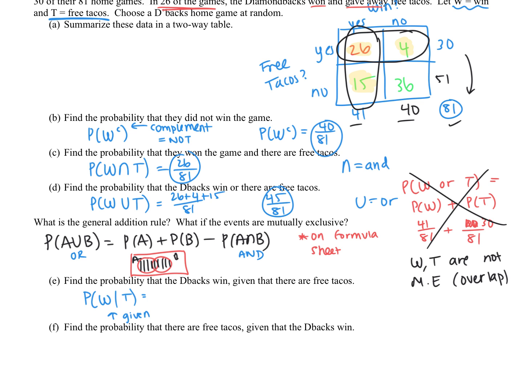So the way to look at this is we look at the given first. In how many games were there free tacos? 30. That is the denominator then. All we care about is the free tacos. And then out of those 30 games, how many times did they win? 26.